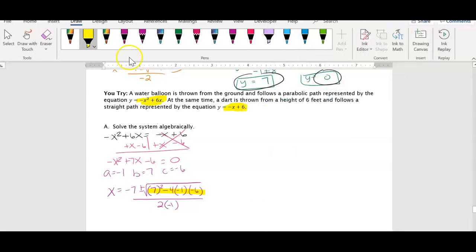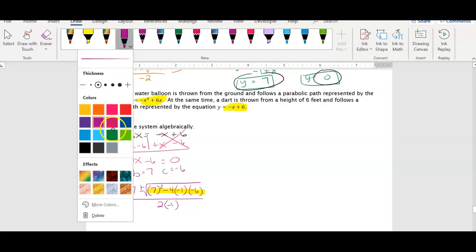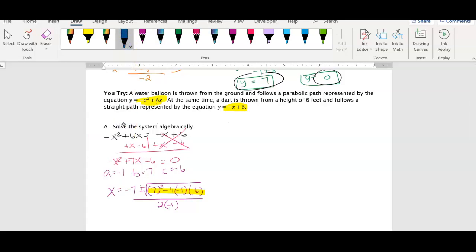So I'm going to rewrite that. So I have x equals negative 7 plus or minus square root 25, and then 2 times negative 1 is negative 2. The square root of 25 is a perfect square. Its square root is 5. So I'm going to replace the 25 with just a 5, no square root anymore. And now I can split this up. So I'm going to write negative 7 plus 5 divided by negative 2, and negative 7 minus 5 divided by negative 2 to get two answers.